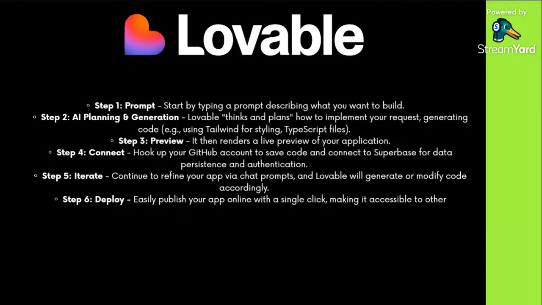Lovable thinks and plans how to implement your request, generating code, for example using Tailwind for styling and TypeScript files. So how does Lovable work? Lovable takes existing website data and how websites look. Suppose you give a black and white kind of website. It has like 10 or 15 examples, and it keeps those codes in a repository. When you ask for a black and white website, it takes that code, adds it in, and gives a live preview of the code and your functional website.